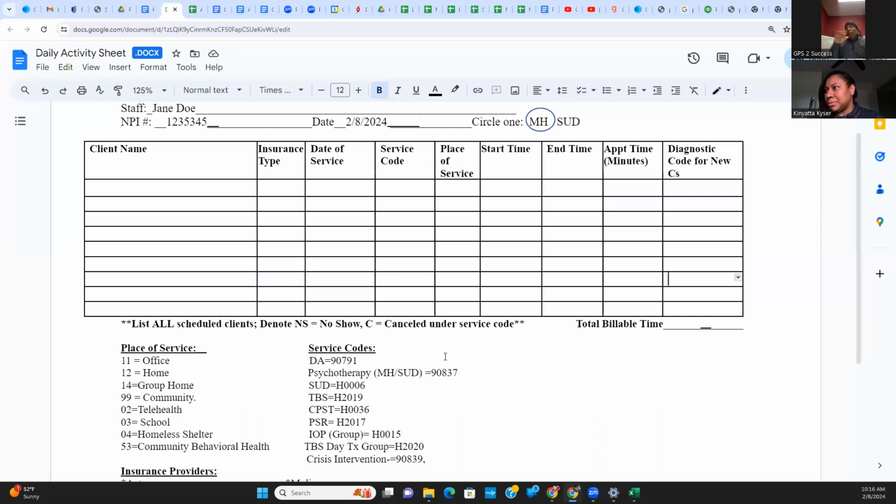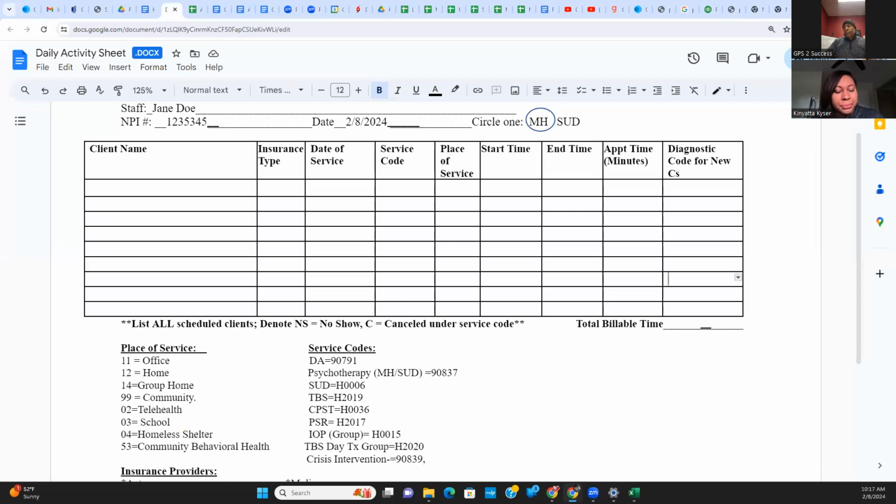I want to stay on point with the mental health groups. For the SUD groups, we know we can't do it at the same place, but with a non-residential treatment facility they could do it there. With the mental health groups, we can do it at the office, group home, homeless shelter, community behavioral health, or school: 11, 14, 03, 04, and 53. Yep. So go over 53 again.